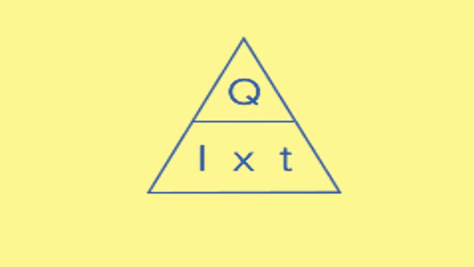We can put this equation into a triangle with Q at the top, I and T on the bottom. Remember, on the relationship sheet, you will only be given the equation, you will not be given the triangle.